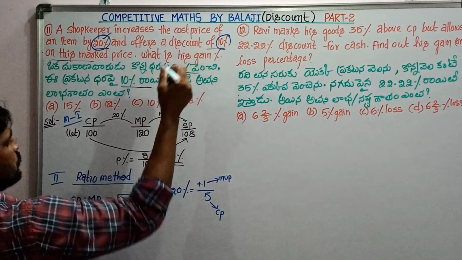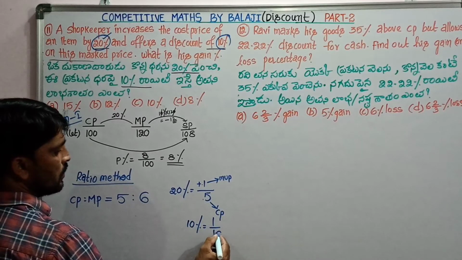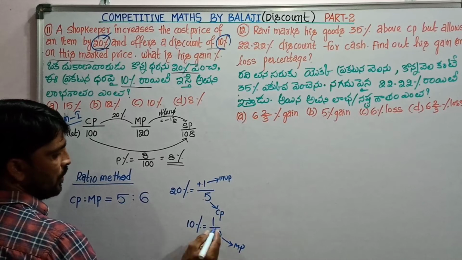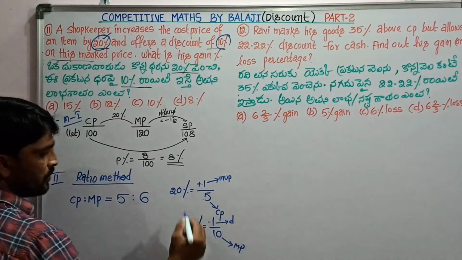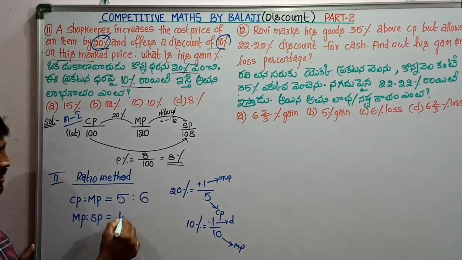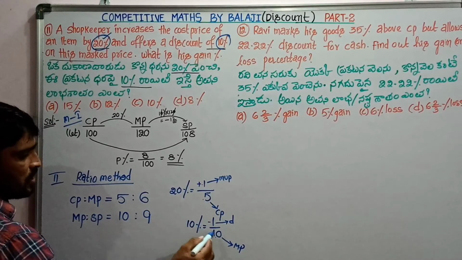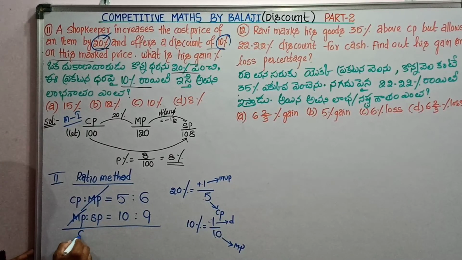And he allows a discount of 10%. Discount is allowed on market price. If the denominator is market price, there is a discount of 1 unit. So consider the market price to selling price ratio. Market price is 10 units. He allows 1 unit discount. So selling price is 10 minus 1, 9 units. Now market price gets cancelled.